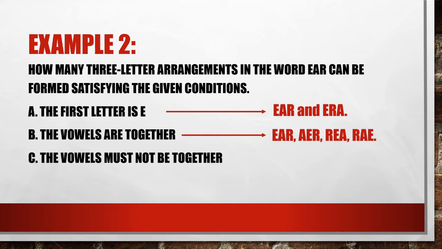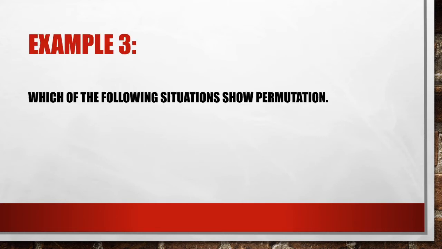Okay, what about in letter C? The vowels must not be together. Okay, so there are 2 arrangements formed wherein the vowels are not together. So that is ERA and ARE. Okay, now let's proceed to example number 3.